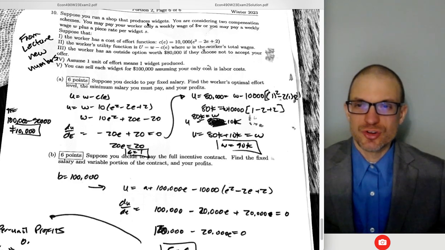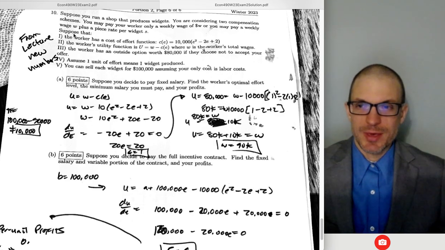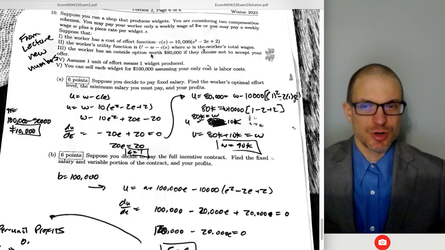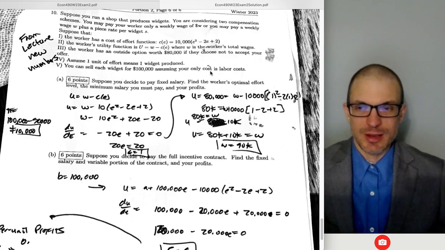All right, so suppose you run a shop that produces widgets. You're considering two compensation schemes. You pay your worker a weekly wage of W, or you may pay a weekly wage plus a piece rate per widget S. So here's the cost of effort function, 10,000 times E squared minus 2E plus 2. The worker's utility is going to be wage minus the cost of effort. They have an outside option, meaning if we don't hire them, they can get 80,000 if they choose not to accept your offer, right? Assume 1 unit of effort means 1 widget. You can sell 1 widget for 100,000, assuming your only cost is labor.